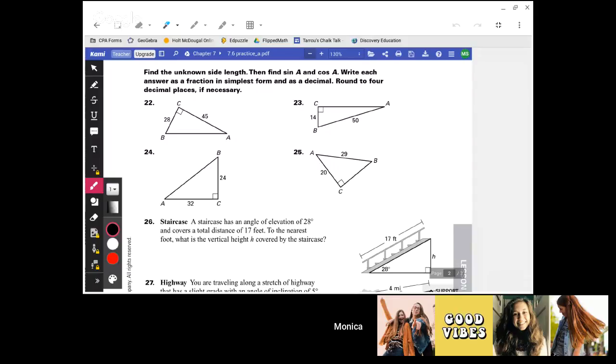So if we have two sides of a right triangle, we can use the Pythagorean theorem to find the third side: a squared plus b squared equals c squared. On this one, your a and your b are your sides, and c squared, remember, is always your hypotenuse. So what we have would be 20 squared plus b squared equals 29 squared, okay?